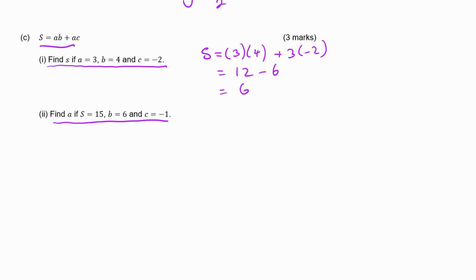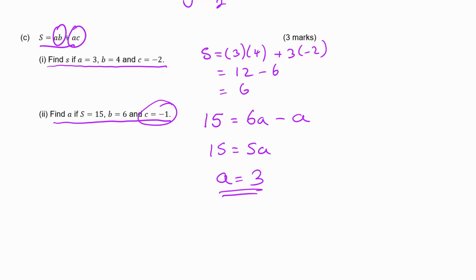Find a if s is 15, b is 6, and c is negative 1. So substitute the 15 in for s. We don't know what a is, that's what we're trying to find. But here we would have a times 6, which we can write as 6a. And here we would have a times negative 1, so we can write that as negative a. So 15 is 5a. Divide both sides by 5, and we get that a is equal to 3.